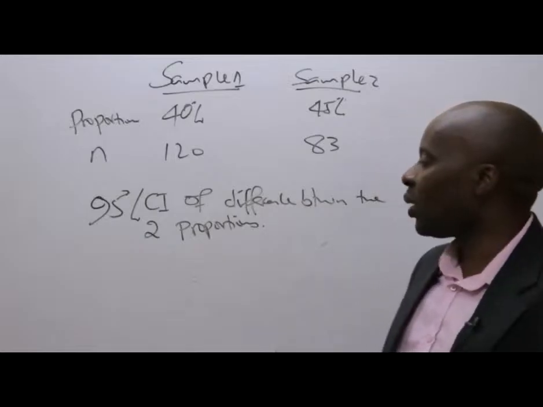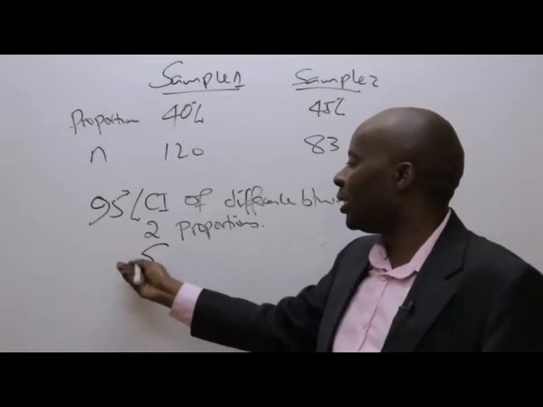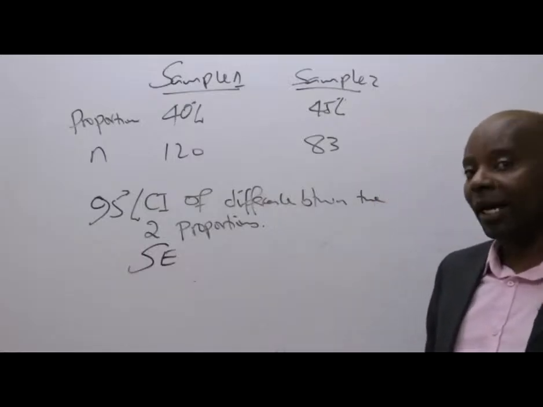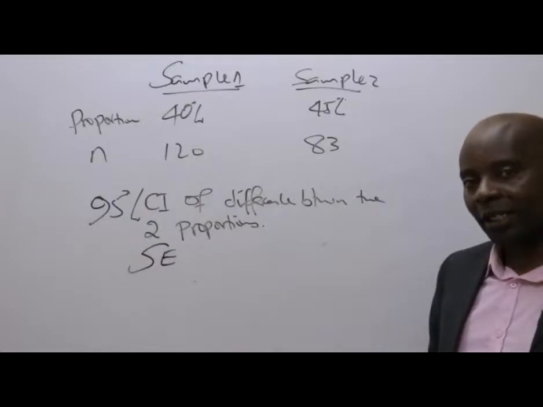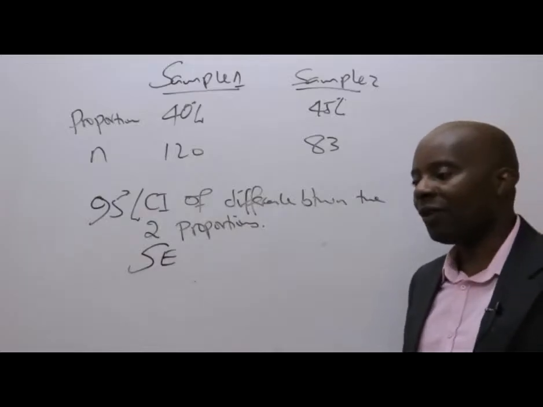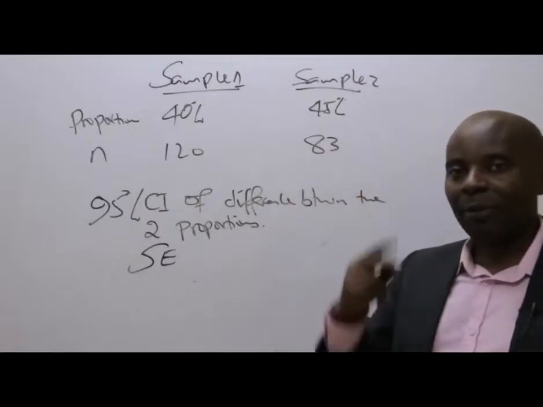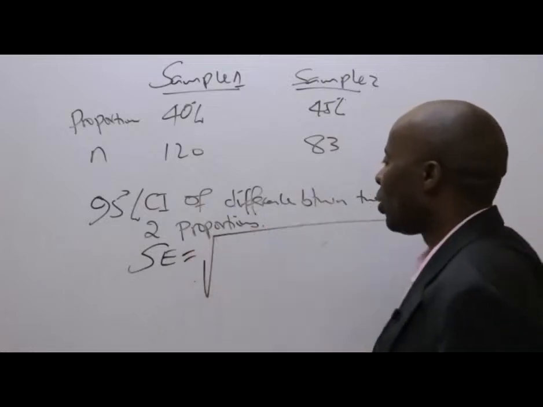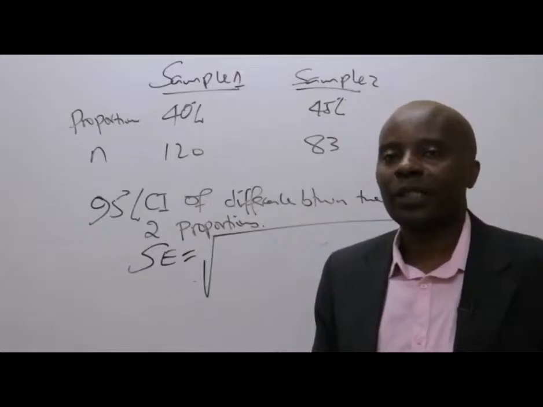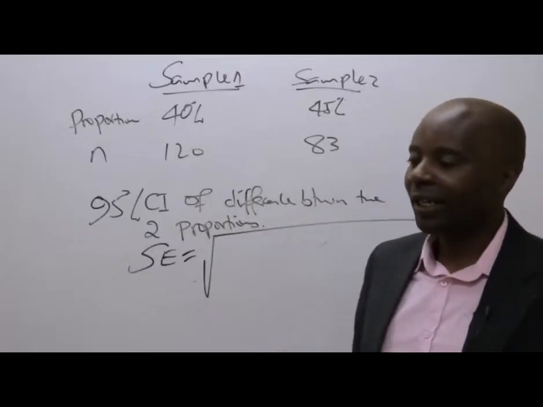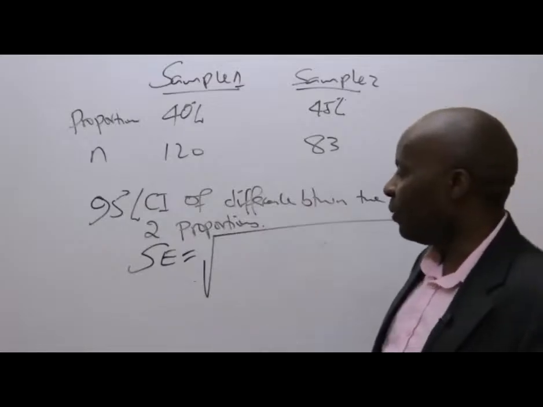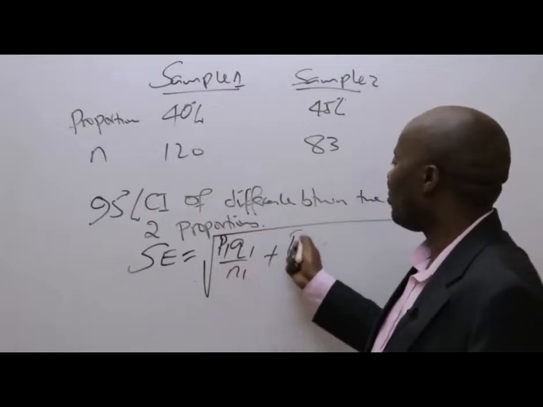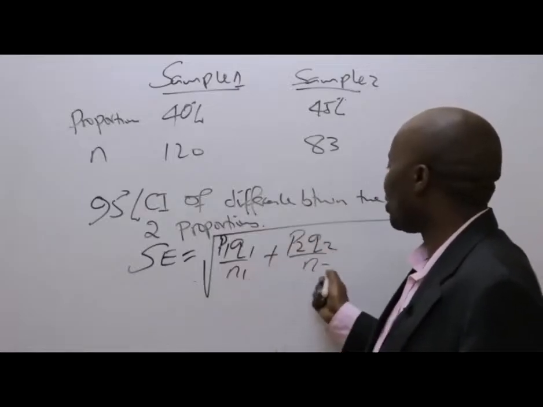The first thing that I will do here is to calculate the standard error, bearing in mind that we happen to be having 2 samples. So the standard error will be equal to the square root of P1 Q1 over N1 plus P2 Q2 over N2. These are things you'll have to just master. They're not hard. After we finish this and then we revise, everybody will be very okay.